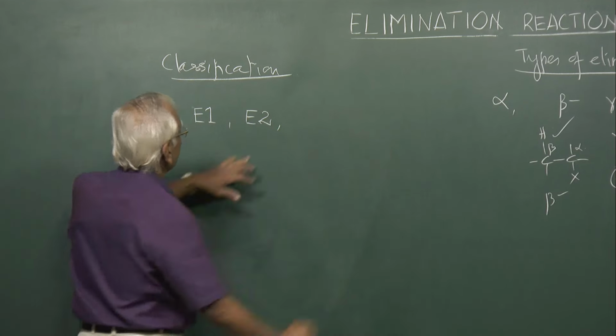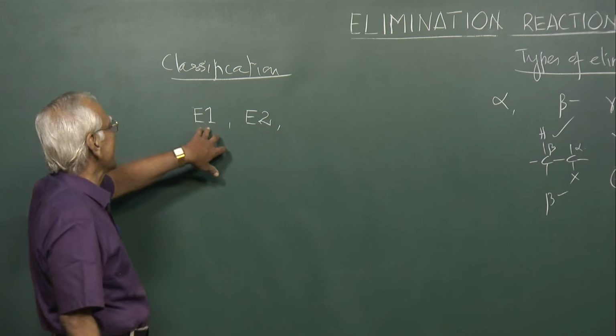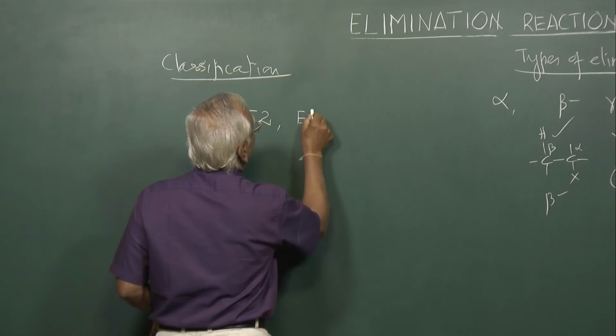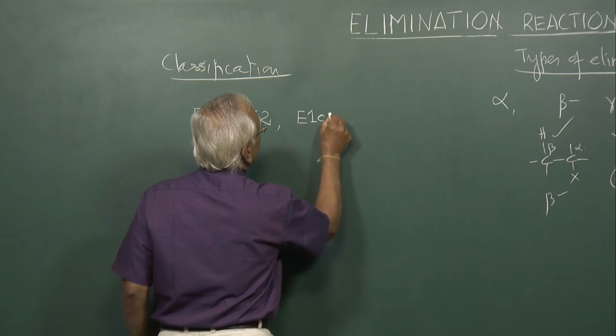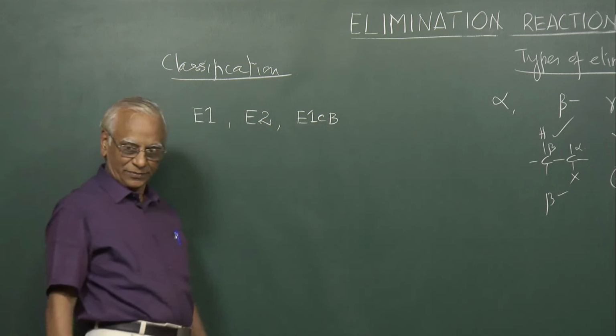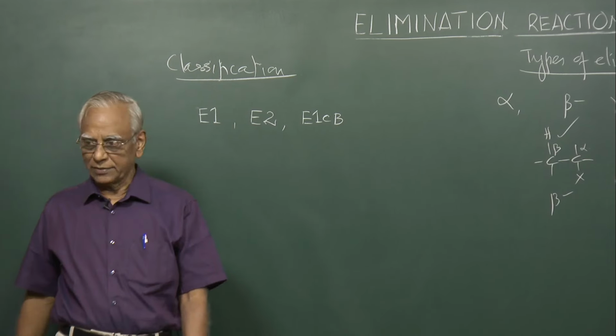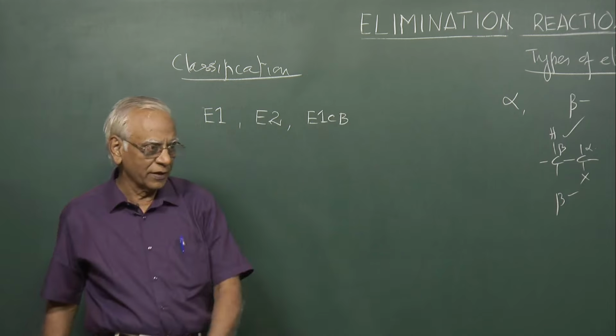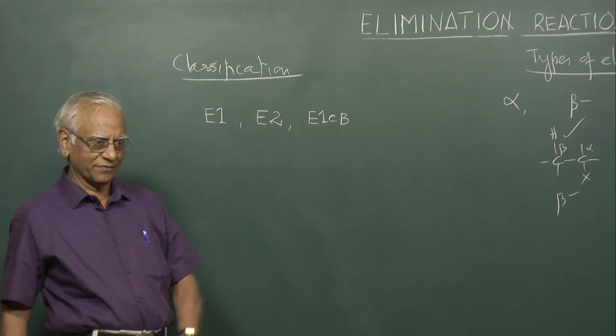and in NCERT level you have to learn only E1 and E2 here, and at a higher level one has to learn E1CB mechanism. These are the different types of mechanism that one has to learn, and questions are going to be based on this type. That is what we are going to do today.